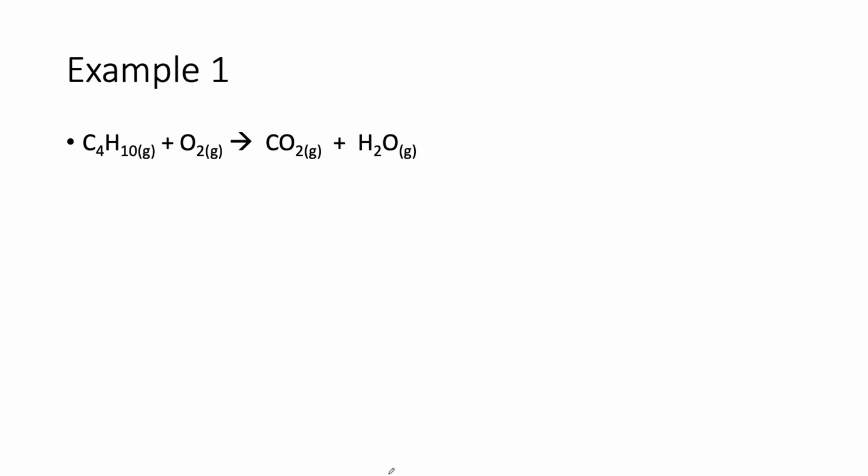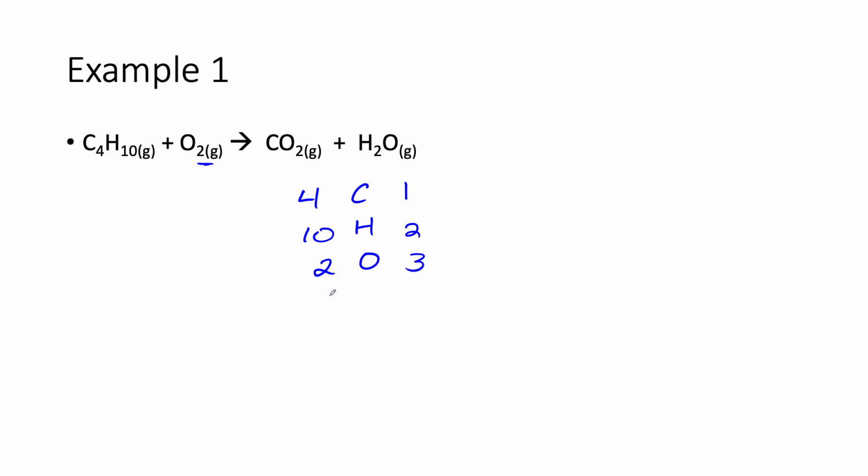So here we are. Butane plus oxygen gives me carbon dioxide and water. So what I like to do is go C, H, O, with oxygen in the middle. On the left-hand side, we got 4 carbons, 10 hydrogens, and 2 oxygens. On the right-hand side, now remember, oxygen is in both molecules. Carbon, we just have 1. Hydrogen, we just have 2. And oxygen, we have 3.